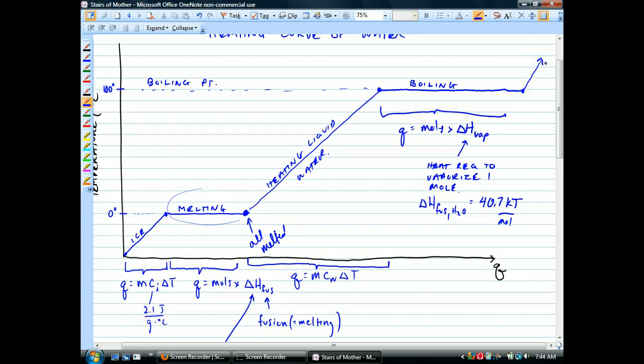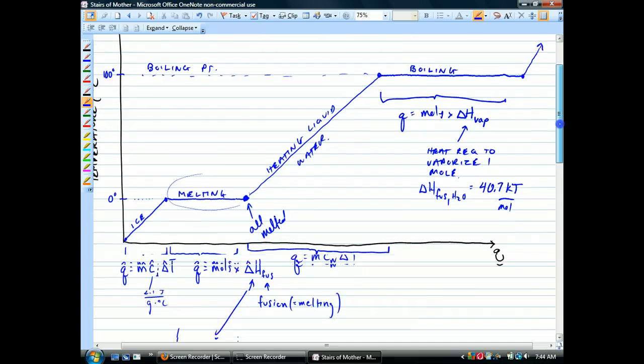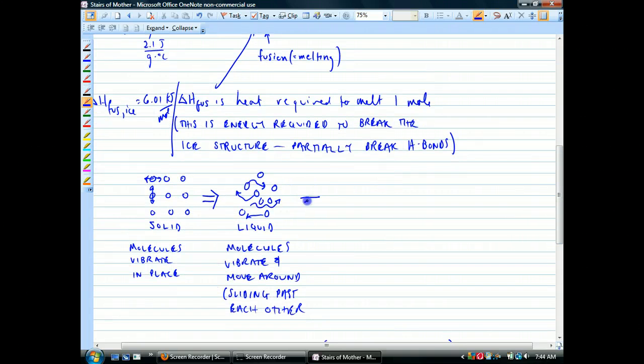40.7. All right. Let's pop down to here and finish our little diagram. Phase change from a liquid to gas involves a transition from particles sliding past each other, to particles flying in straight lines through the air. Gas, particles fly in straight line paths through empty space.